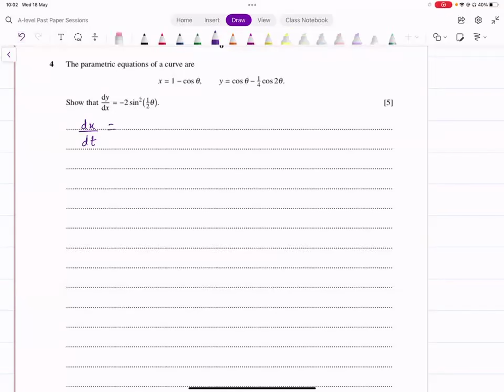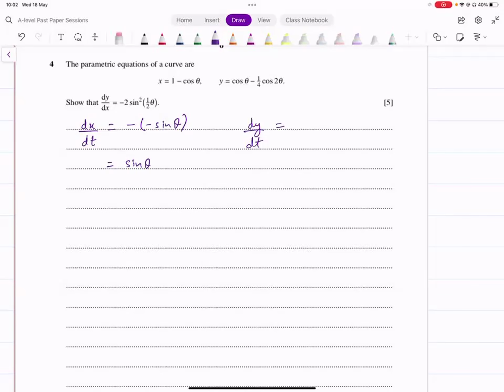dx over dt. 1 का derivative is just 0, minus cos theta. Cos का derivative is minus sine, so this is going to become sine theta. Okay, so we can just do it step by step. dx over dt क्या हो जाएगा? Minus into cos का derivative. Cos का derivative is minus sine theta, so that turns out to be sine theta. That's the derivative. That's dx over dt.